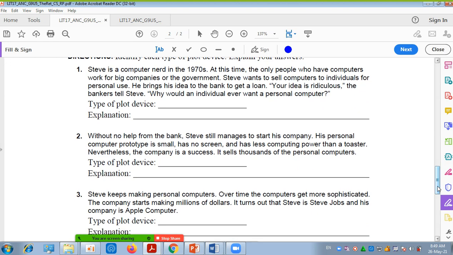This is a new story, or a passage, and it is divided into 6 parts. For each part we are going to read it and identify which type of plot device the author used here. So read.